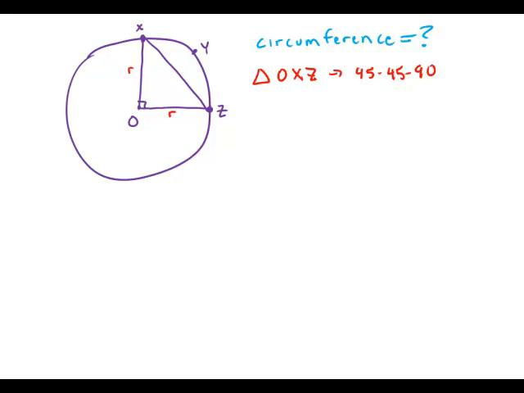So that's a rather special triangle. And we know that the ratio of the sides in that triangle has to be 1, 1, radical 2. So special triangles are a very important topic.